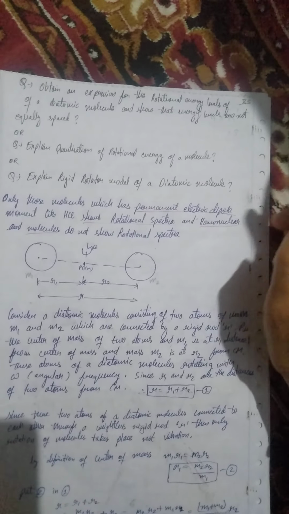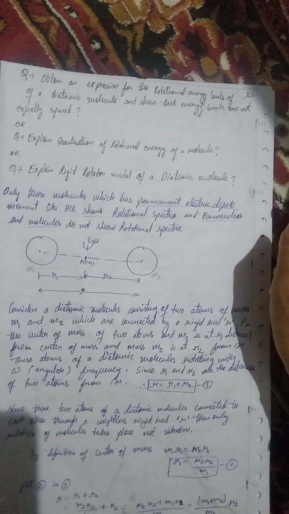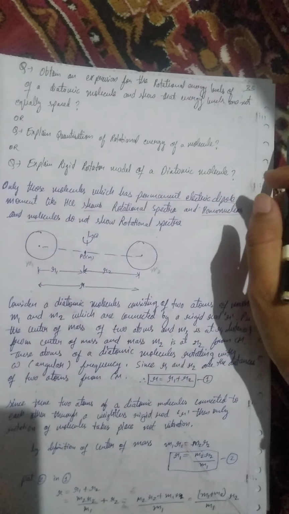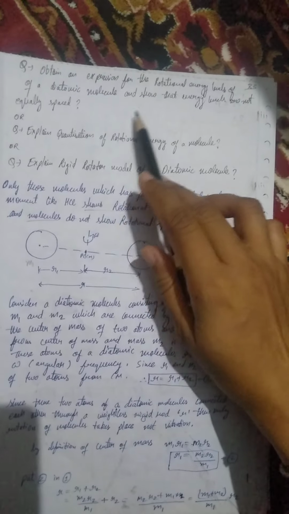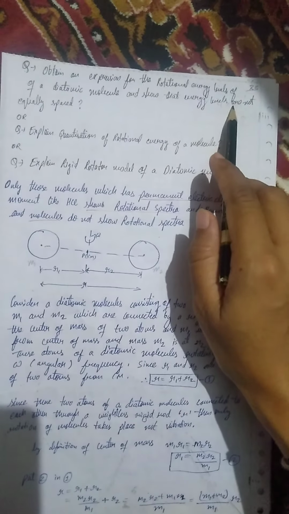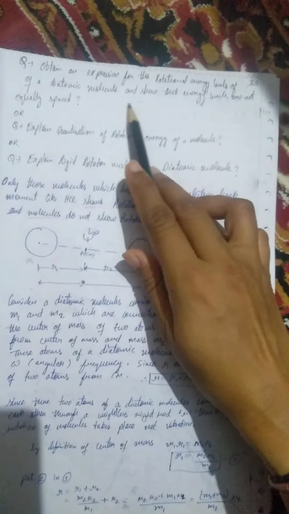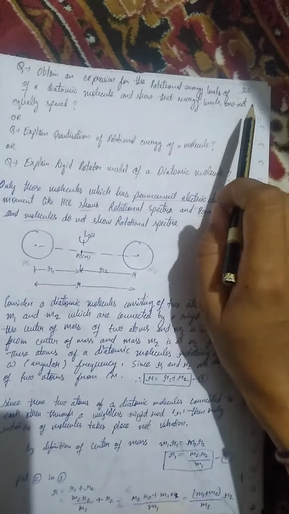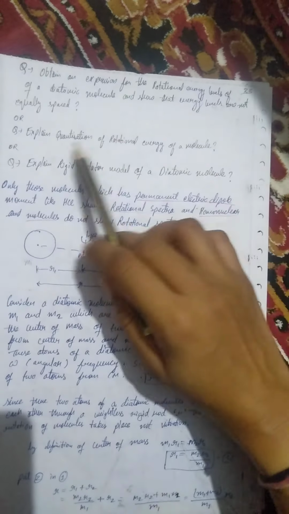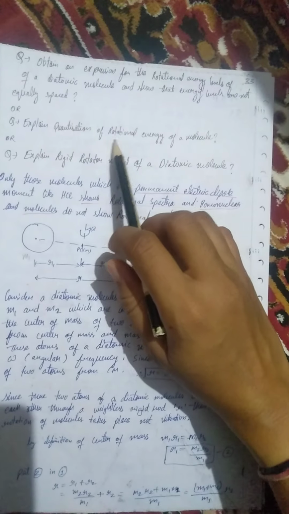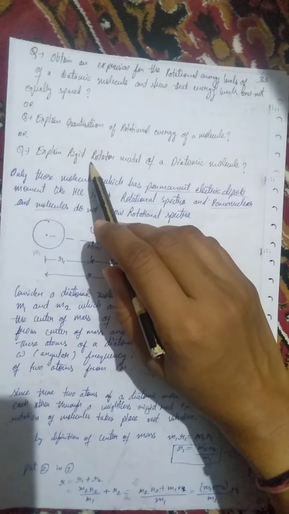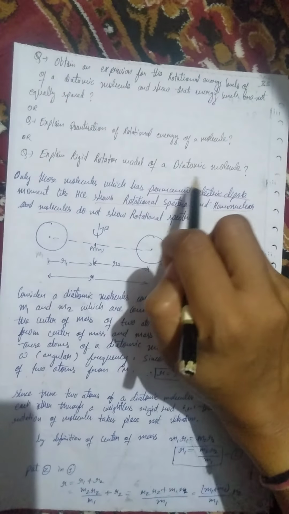Hello friends. So let's see one more question from atomic and molecular physics. Obtain an expression for the rotational energy level of a diatomic molecule and show that energy levels are not equally spaced. Explain quantization of rotational energy of a molecule. Explain rigid rotator model of a diatomic molecule.